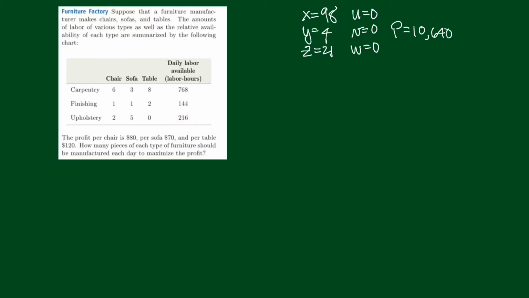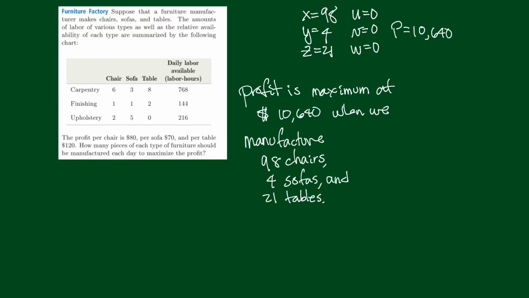So we'll write our conclusion here, our answer. We're going to say profit is maximum at $10,640 when we manufacture 98 chairs, 4 sofas, and 21 tables.